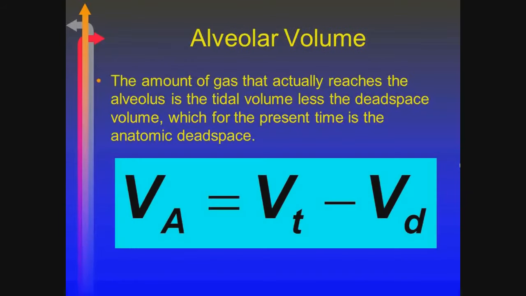Here's my dead space volume. Alveolar volume is the stuff that does come in contact with alveoli. Here's where I can exchange oxygen and carbon dioxide, the whole essence of why we breathe. Don't exchange, you're dead, right? So the alveolar volume, capital A, notice, small a we're going to find is arterial, capital A is alveolar. The volume of gas that reaches the alveoli is my tidal volume less my dead space. If I know what my tidal volume is, 5 to 8 milliliters per kilogram of ideal body weight, and I know what my anatomic dead space is, 1 milliliter per pound ideal body weight, I subtract the dead space volume from the tidal volume and I end up with my alveolar volume.